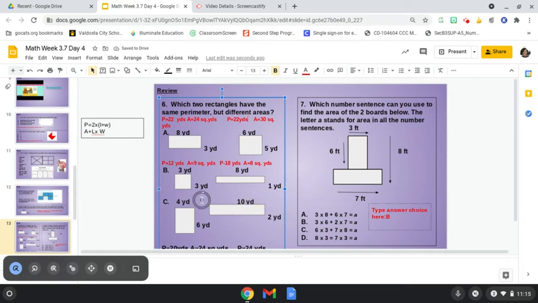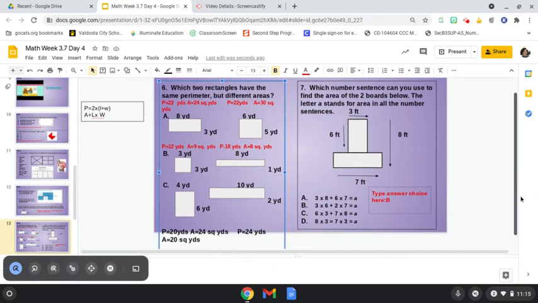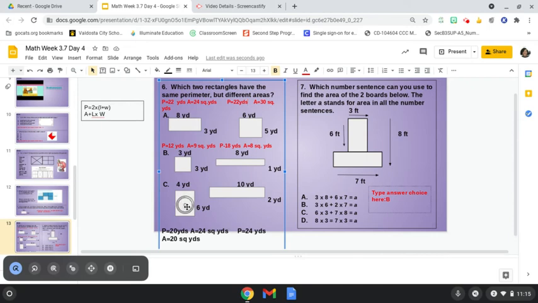Okay, B, that's 3 times 3, which would be the area, 9 square yards. And because this is a square, 3 times 4, that's 12 yards. Here, the area is 8 times 1, 8 square yards, and the perimeter is 8 plus 1, which is 9 times 2, 18 yards. Here, the area is 24 square yards. The area is 20 square yards.